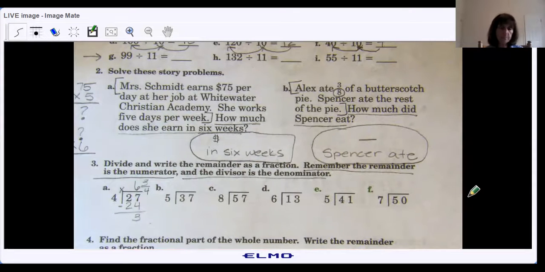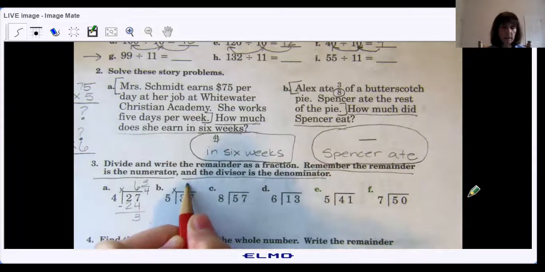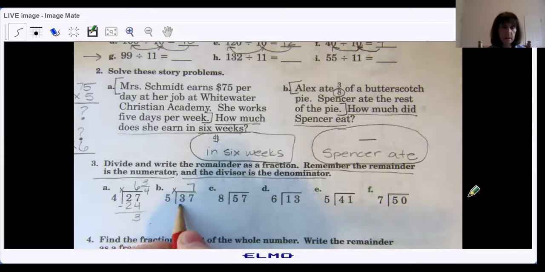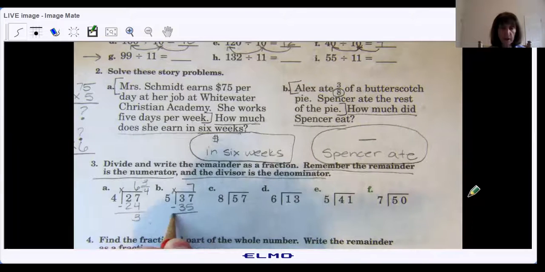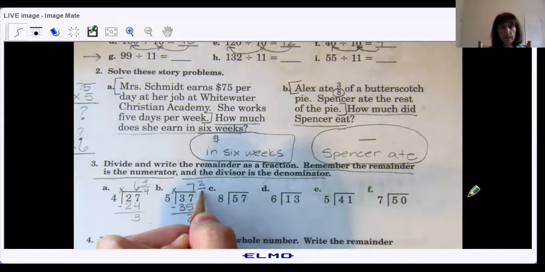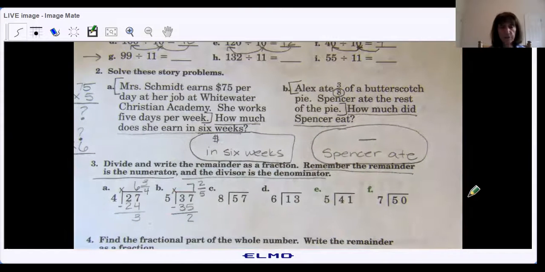Let's look at B. How many 5s are in 37? Okay, the answer is 7, because 7 times 5 is 35. Remember, you can't go over the dividend, the number under the little bridge. You can't go over that because you have to subtract. So 37 minus 35, and then you go to 7 minus 5 is 2. 2 is your numerator. 5 is your denominator. Your answer is 7 2/5. Okay? All right, next one.